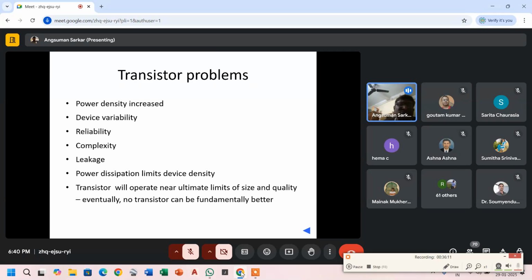Complexity is another issue. Leakage is also definitely another issue. Power dissipation limits the device density. So device density is actually controlled by the power dissipation. Transistors will operate near the ultimate limit of size and quality. Eventually, no transistor can be fundamentally better than what may come.